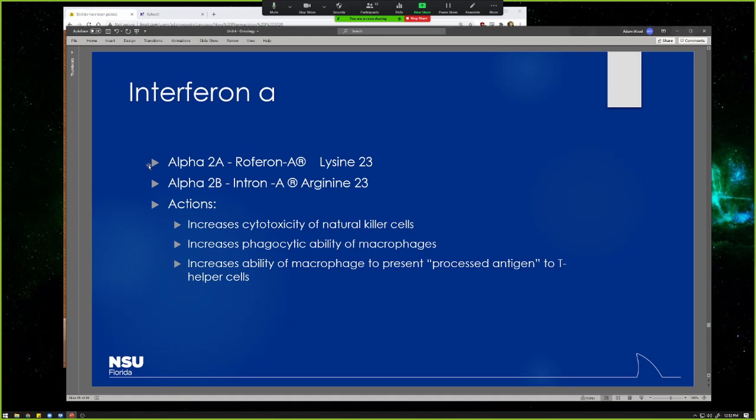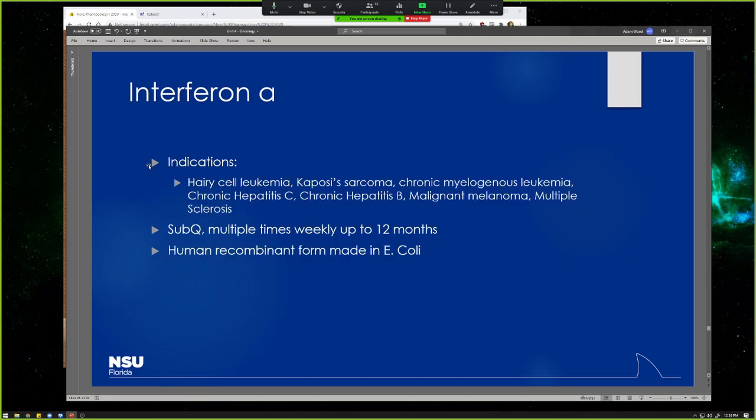But you're also going to see the actual phagocytic ability of macrophages increasing, all of that. So it sounds great, right? It sounds like, okay, we're ramping up our immune system. This has got to be awesome. This is actually a really awful drug for patients to take.